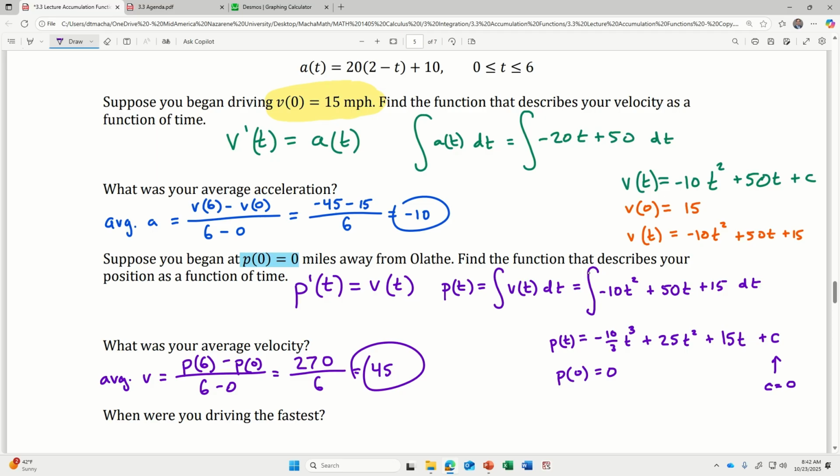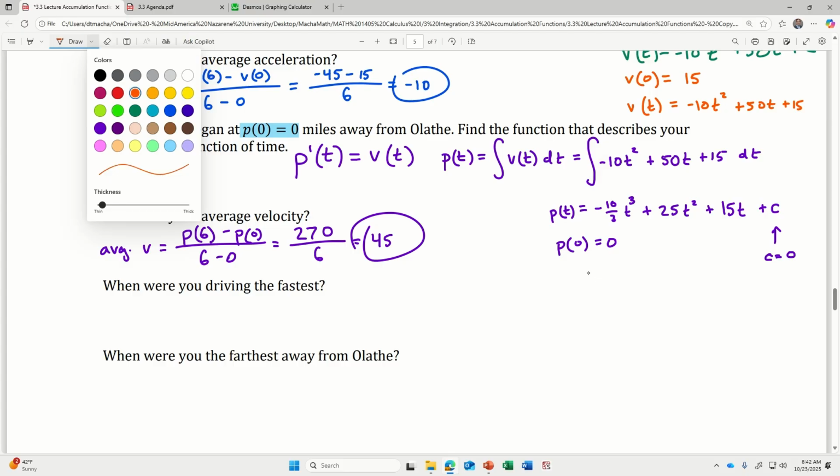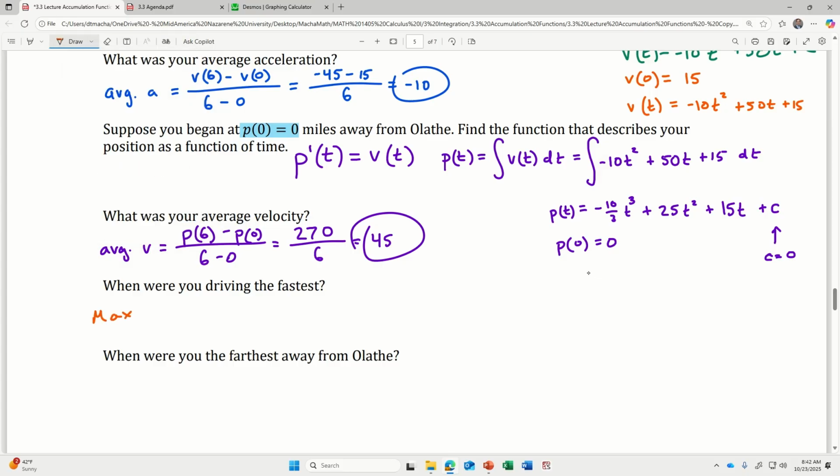When were you driving the fastest? So we're talking about a maximum of velocity. And the max velocity could occur at the start point, right? Or it could occur at the end point. Or it could occur at a stationary point of the velocity function.